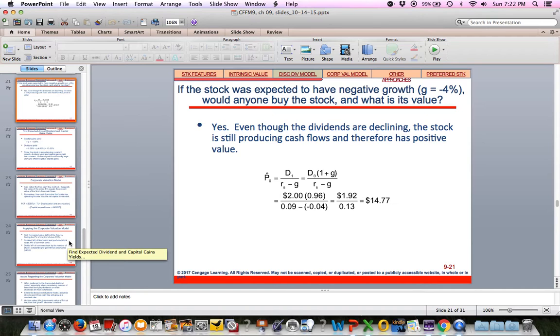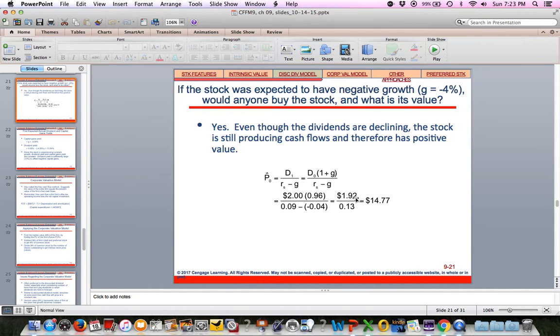If a stock is expected to have a negative growth rate, would anyone buy the stock, and what is its value? And the answer is yes, you'd still buy it. Even though the dividends are declining, as long as the stock is still producing cash flows, it should have a positive value, which it still does. So even if dividends are going to go down, there still is value to the stock, and somebody would buy the stock. And you can just see here the calculation.